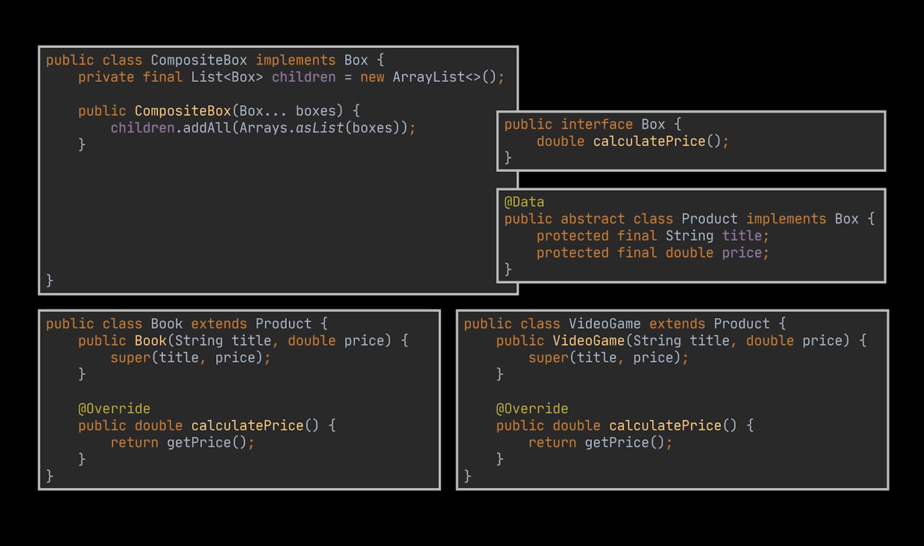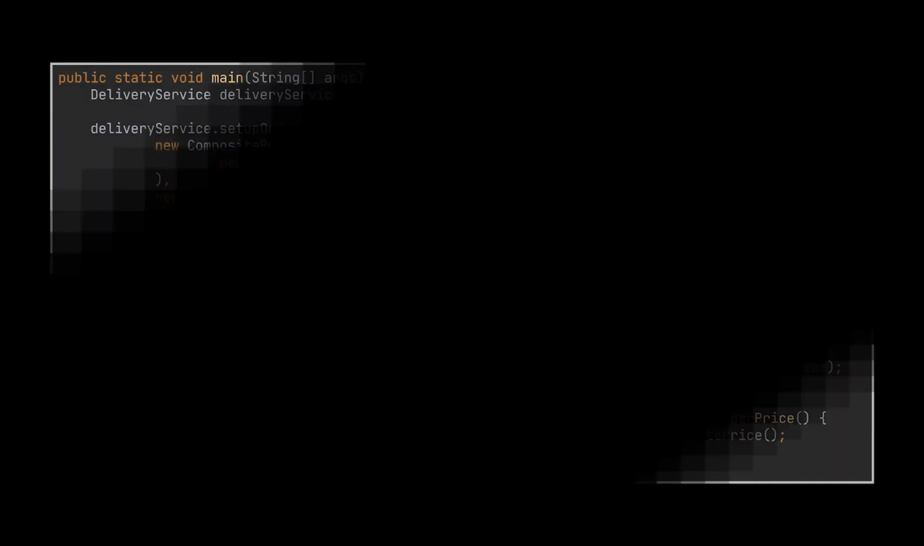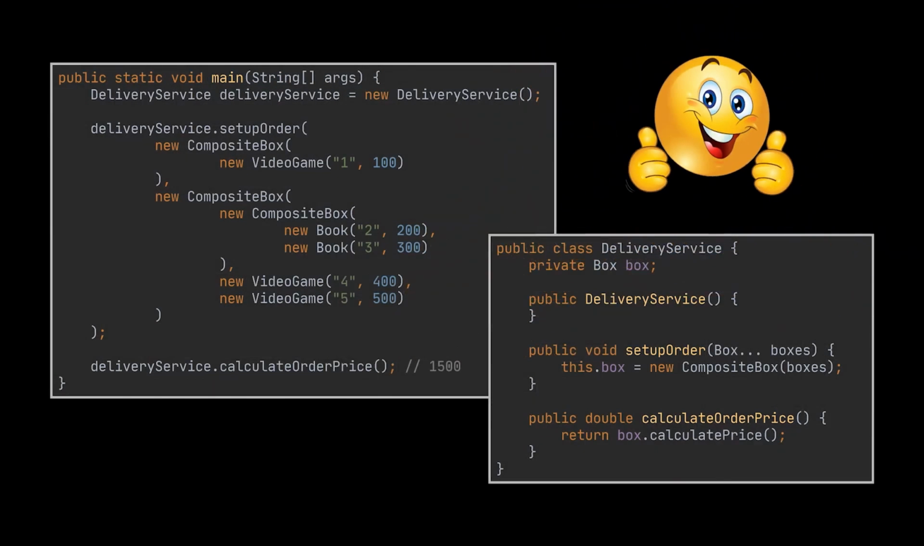So to apply this pattern, what we are going to do is create a composite box class whose sole purpose is to store multiple other boxes. Then let this class and the different product classes, which in this example will be the book and video game classes, implement the same interface. This interface, which is the box interface, will declare a method for calculating the total price.